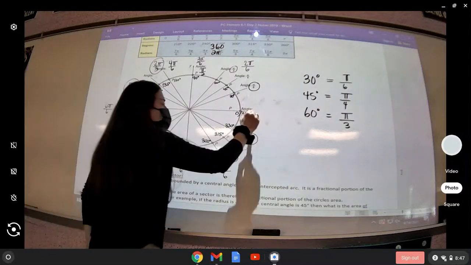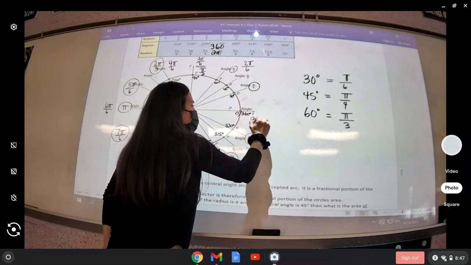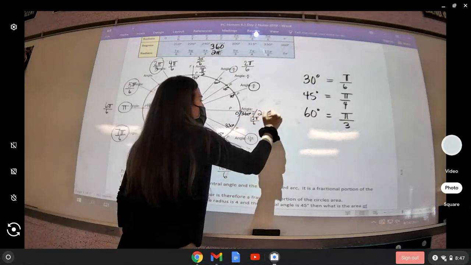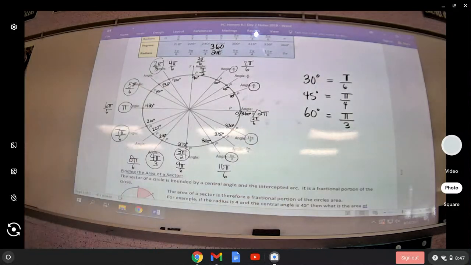And then bring it on home. This is our 12th pi over 6. What is 12 pi over 6 reduced to? Boom, 2 pi radians all the way around.